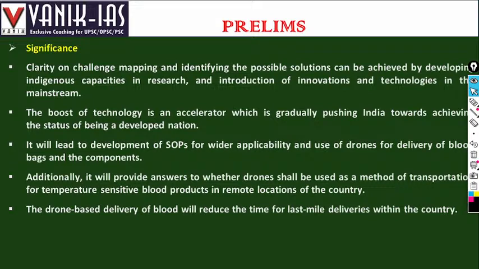Additionally, it will provide answers to whether drones can be used as a method of transportation for temperature-sensitive blood products in remote locations of the country. The drone-based delivery of blood will reduce the time for last mile delivery within the country.